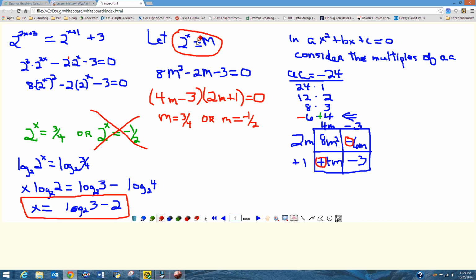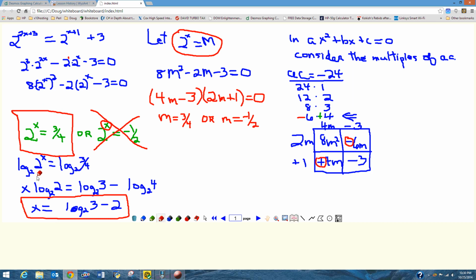But now I'm back to realizing that m is really 2 to the x power. So I'm going to replace this m with 2 to the x. 2 to the x equals 3/4, or 2 to the x equals negative 1/2. But there's no exponent that you can supply for x that's going to produce a negative number. Doesn't matter what you do, you cannot get a negative number. So this exponential equation has no solution. So now I'm down to solving this one for x.